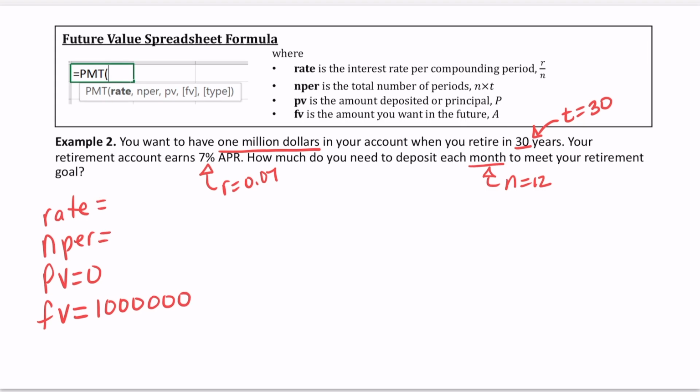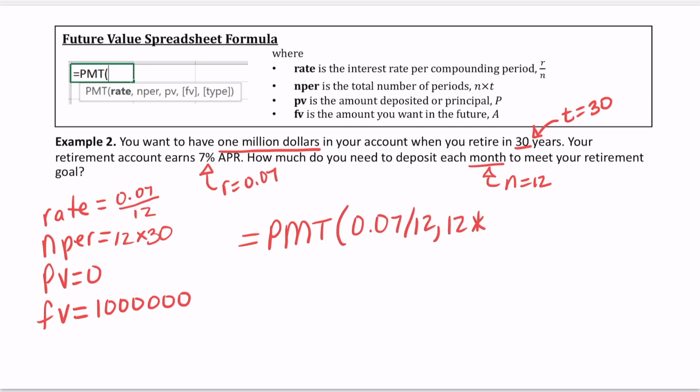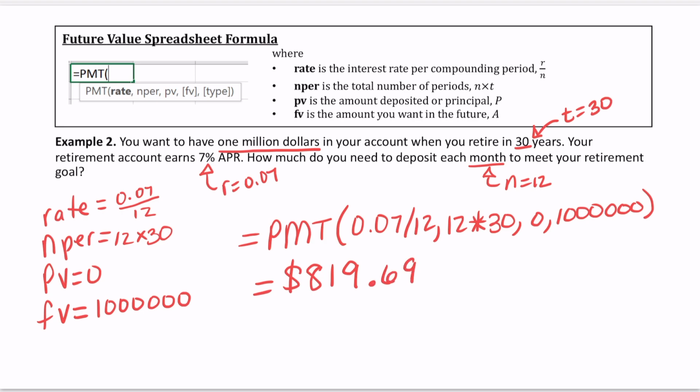So let's go ahead and fill out our rate and our number of periods. And now that we have all of our information, as before with the other formulas, we can go ahead and fill those out into our spreadsheet formula itself and put that into our spreadsheet and get that if we make $819.69 each month for 30 years, we will have $1 million in our account.